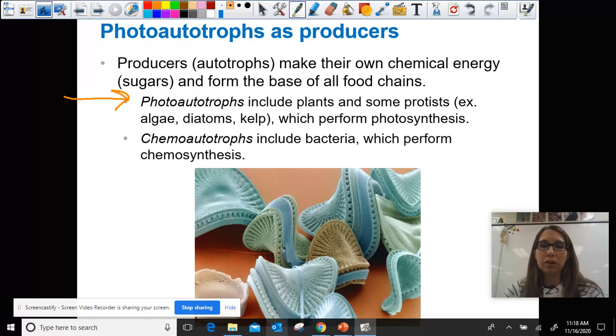So producers that are autotrophs, they make their own sugars, right? And if you're a photoautotroph, that would include plants and protists like algae and kelp. Those do photosynthesis to create their own food, okay? So the picture you're seeing here, they kind of look like blue and orange and green Pringles or something like that. Those are called diatoms.